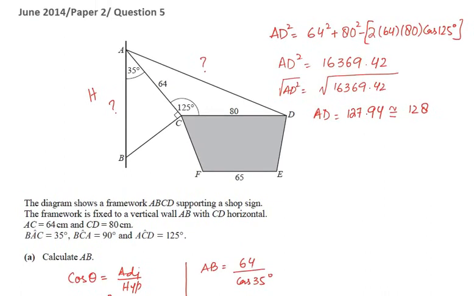Here we have this angle ADC, and this side is 128. To find angle D, the opposite side of angle D is 64, and we have an angle 125, whose opposite side is 128. So we can easily find angle D by the sine rule.